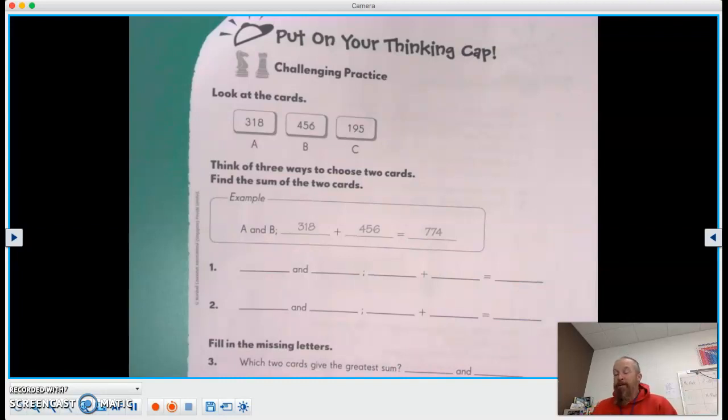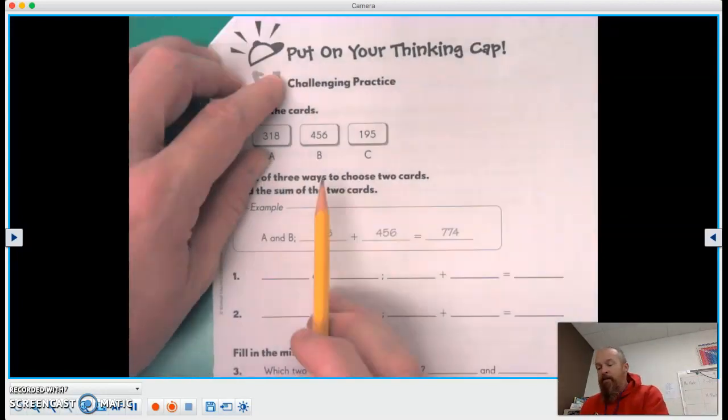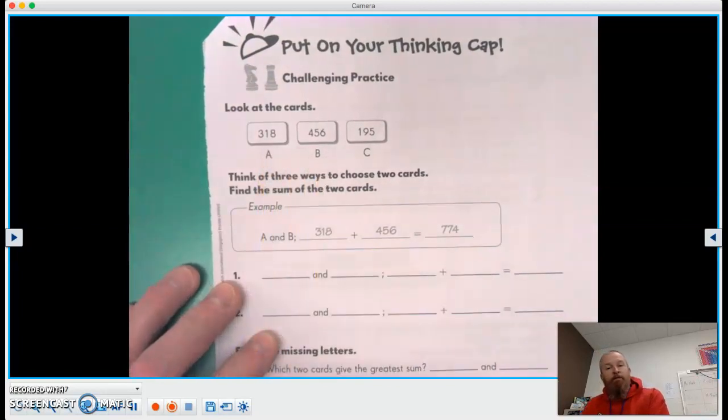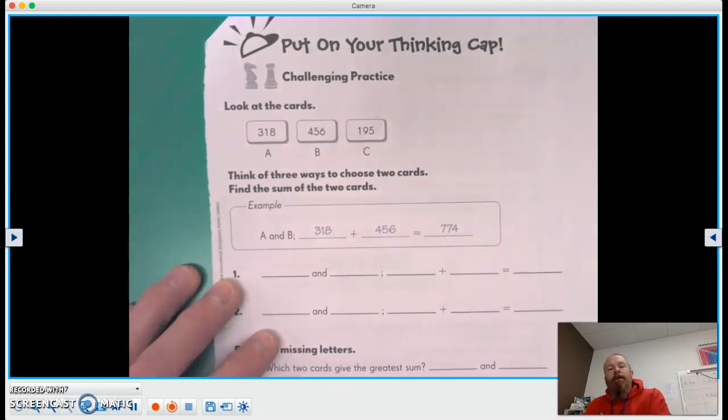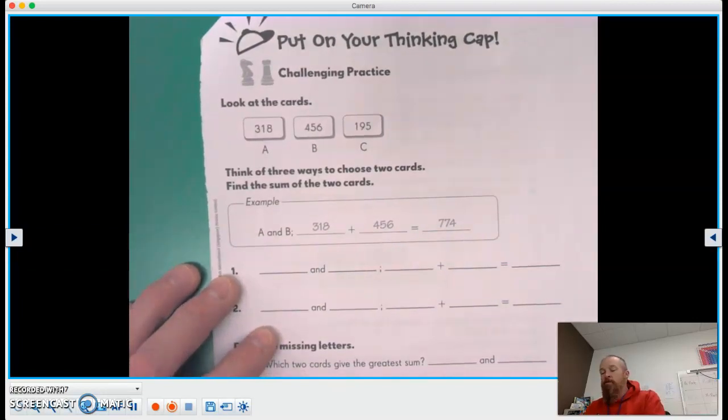We are on the Put On Your Thinking Cap for Chapter 5, using bar models to answer everyday questions. So let's get some challenging practice. Let's look at these three cards. Card A has the number 318, B's 456, and C's 195. Think of three ways to choose two cards, and then find the sum of the two cards.